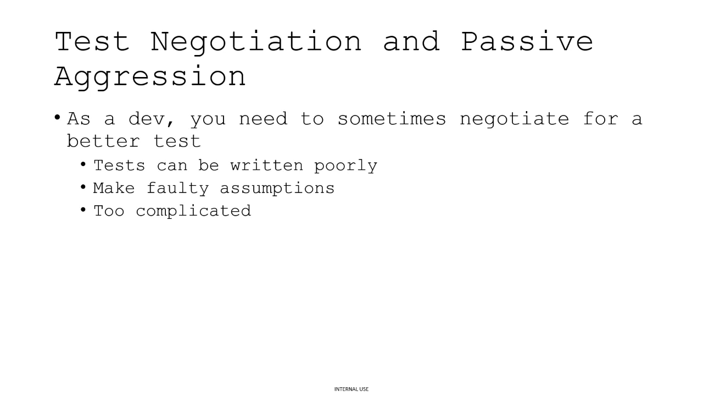Negotiate for a better test is what Uncle Bob says, because oftentimes, again, they can make faulty assumptions. Tests can be written poorly. Tests can be too complicated, too. I've had that happen, where a test is just way too complicated. I'm like, okay, can we break this up a little bit?